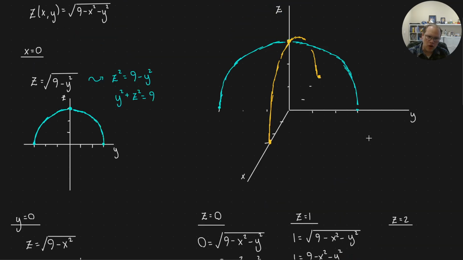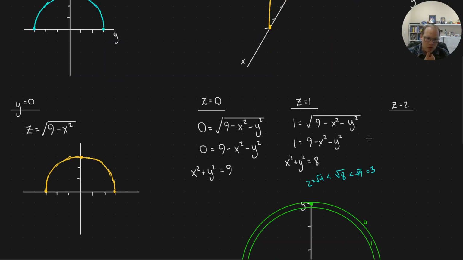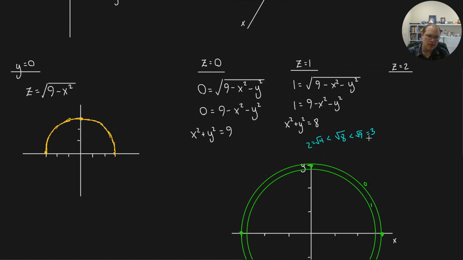And you may already know what this surface is going to look like at this point. But if you don't, you can keep on plotting the level curves or the vertical traces, right? So if I plug in z equals 2, I get 2 equals root 9 minus x squared minus y squared, and I'm doing the exact same thing again. Square both sides. X squared and y squared to the left. And I get 9 minus 4, that's 5 on the right.